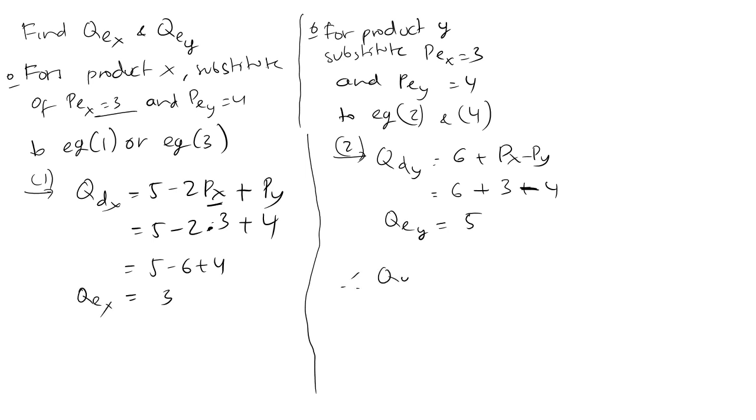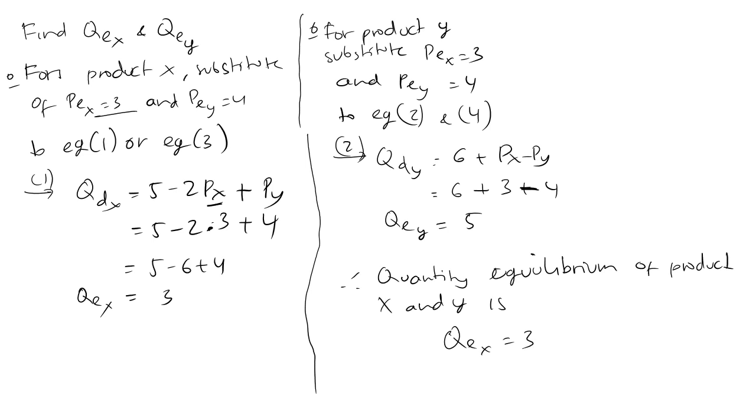So the equilibrium quantity of product X and Y is, okay, I should write that like this, respectively. All right. Okay. Yeah, understood.